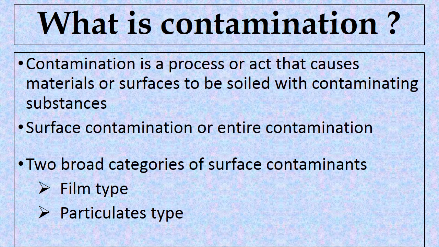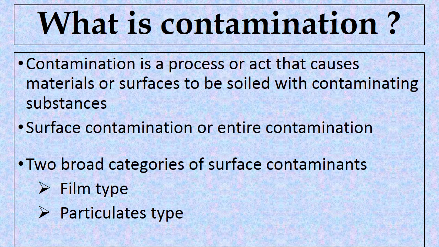So what is contamination? Contamination is a process or act that causes materials or surfaces to be soiled or mixed up with contaminating substances. Contaminating substances are substances that are undesirable or unexpected to be found in the product. If the contaminants are on the surface of the product or the material, then it is called surface contamination. If these contaminants get into the entire bulk or the entire material, then it is called entire contamination.